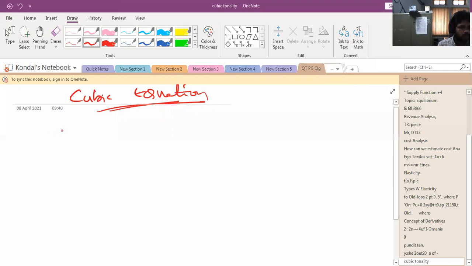For example, y is equal to x power 3 minus 11x square plus 36x minus 36. So here, the power value is how much? 3. We consider the highest power only, therefore the power value here is 3, so it is called a cubic equation.